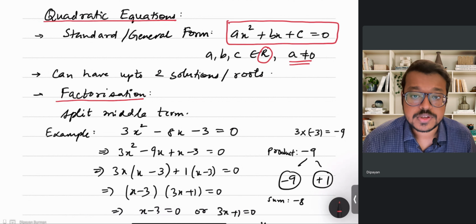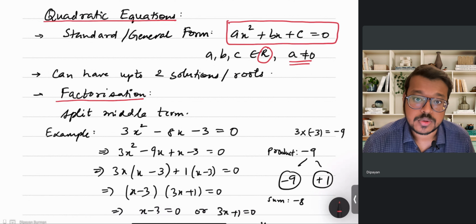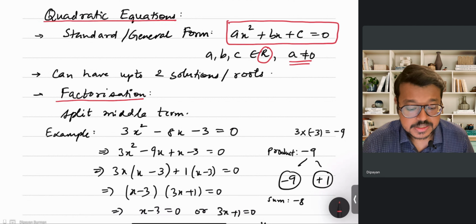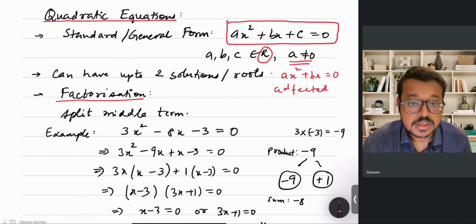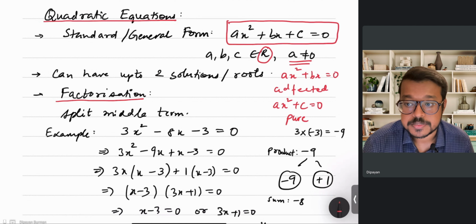Because if the coefficient of x square is 0, then it does not remain a quadratic equation anymore. But the b or the c values can be 0, and if the value of c is 0, we will get an equation like ax square plus bx equals to 0. That is known as an unaffected quadratic equation. And if b is 0, we don't have the middle term x, we will have some equation like ax square plus c equals to 0, and that is known as a pure quadratic equation.